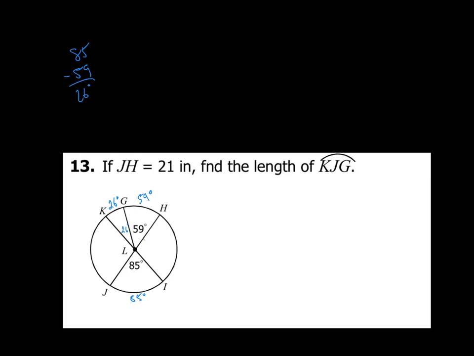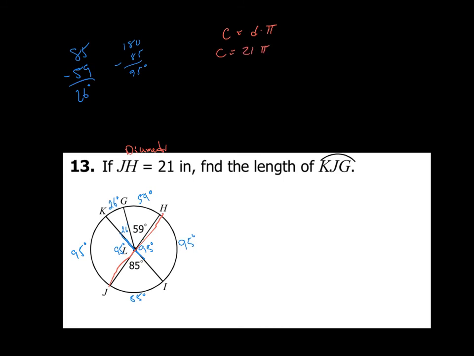Okay. Now what? I know that this is a diameter. So 180 minus 85 is going to give us 95. So this is 95 degrees and this is 95 degrees. And because these are vertical, that's 95 and that's 95 degrees. Okay. I also know that JH is 21. From J all the way to H is 21. So this is our diameter. And remember that circumference is equal to diameter times pi. So the circumference of the circle is 21 pi.